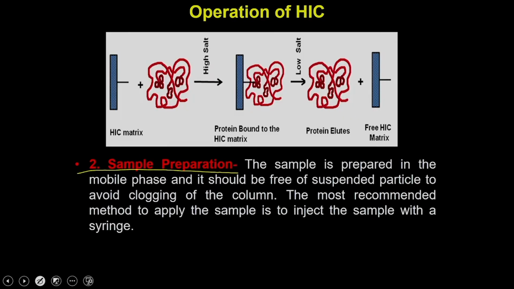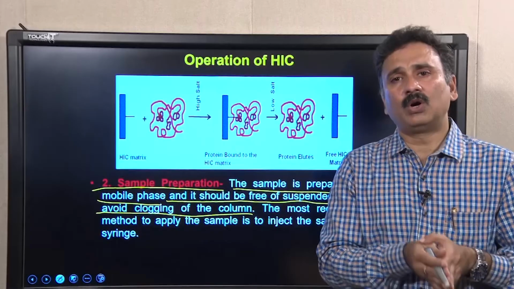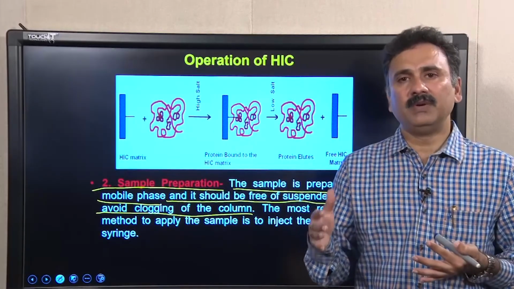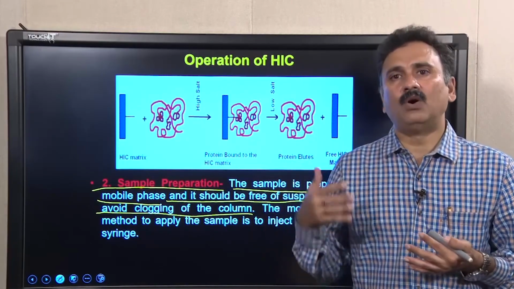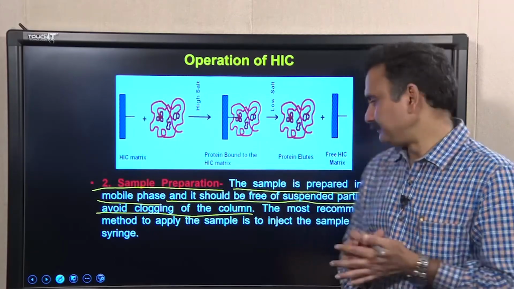For the sample preparation, the precautions remain the same: you have to prepare the sample in the mobile phase, which in this case means the buffer containing 0.5 to 1.5 molar ammonium sulphate, and you have to avoid clogging of the column. Your sample should be free of suspended particles, free of dust particles, and free of precipitated proteins. Otherwise, it is going to clog the column and the flow rate of the column is going to be affected if you do not have the samples free of debris.